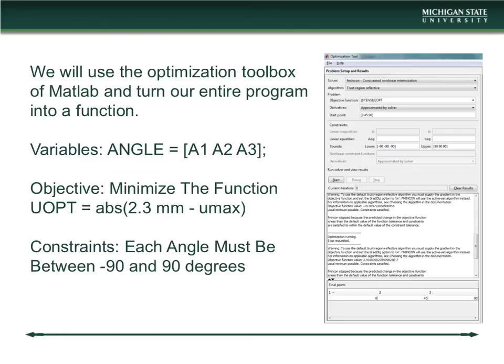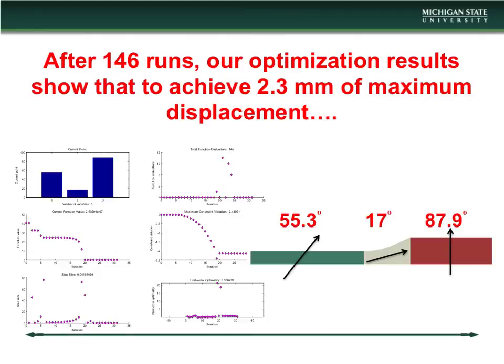We used the optimization toolbox in MATLAB to find our 3 angles and to minimize our objective. After 146 runs, our optimization showed that to achieve the 2.3 millimeters of displacement, we needed 55.3 degrees, 17 degrees, and 88 degrees.